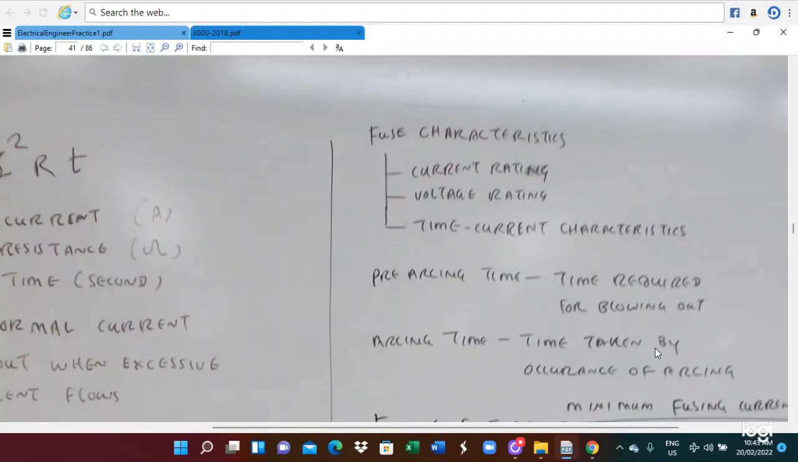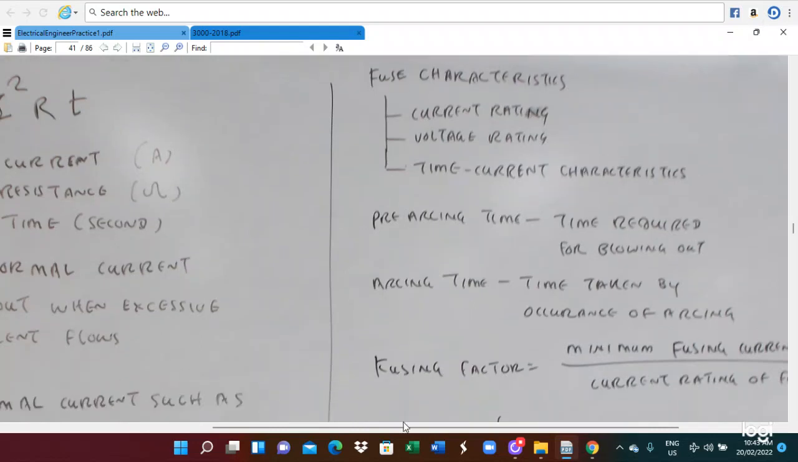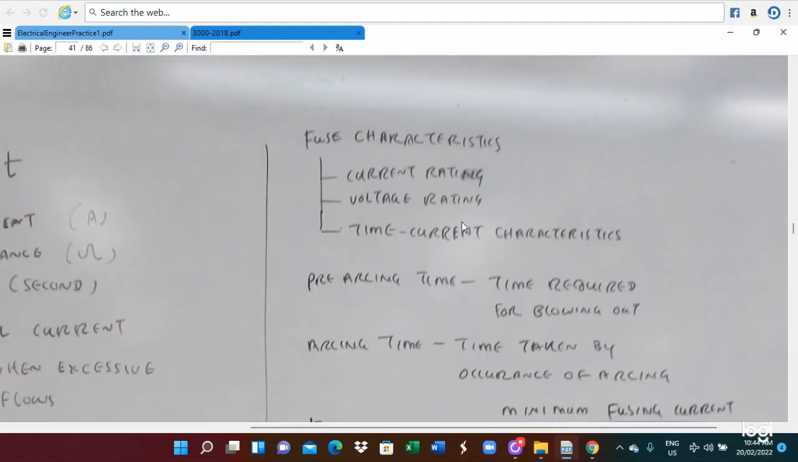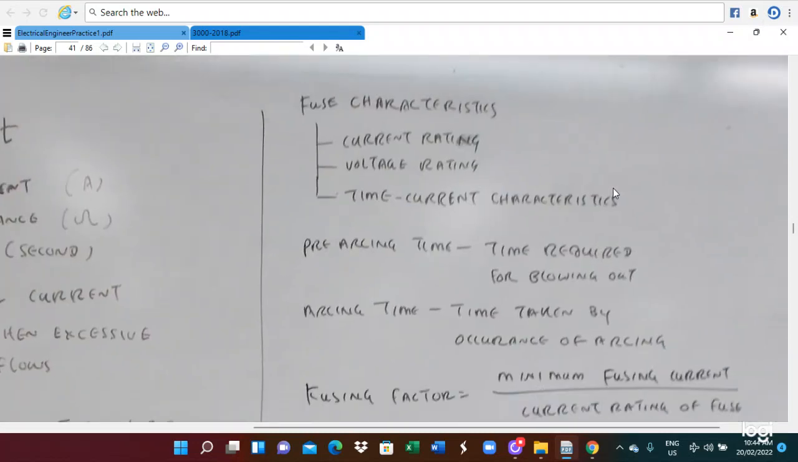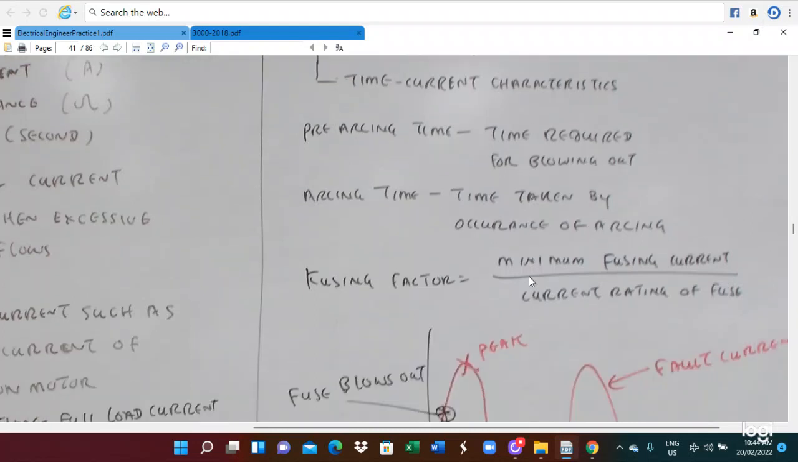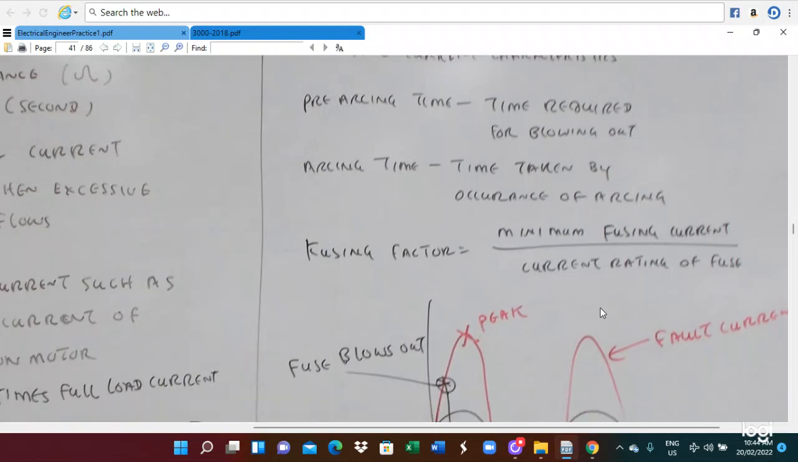And then the fuse characteristic depends on the current rating, voltage rating, and the time-current characteristic, across the heat equal to I squared R t equation. So current rating, voltage rating, and the time-current characteristics determine the fuse characteristic. The fuse operation time can be analyzed into two factors: pre-arcing time, the time required for the blowing out, and arcing time, the time taken by the occurrence of the arcing. So they are pre-arcing time and arcing time. Fusing factor is calculated as maximum fusing current divided by the current rating of the fuse.